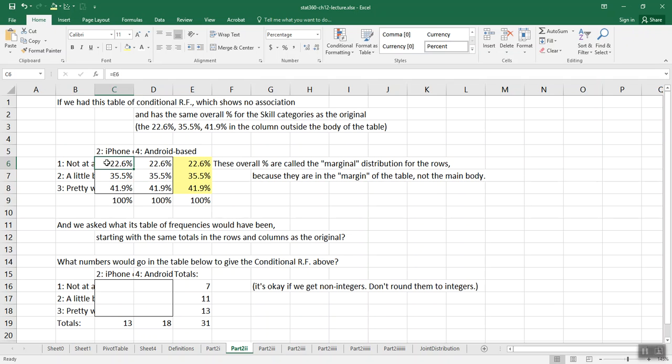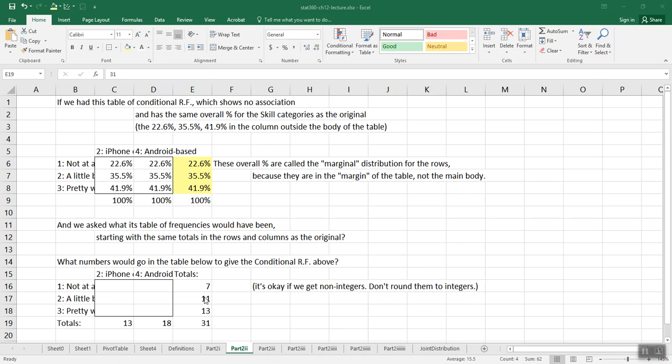So now that we know what it would look like based on the conditional and marginal relative frequencies, let's ask, what would the table of actual integers have been, starting with the same totals in the rows and columns, to show no association? So take a sec to think about, how could I compute this number, for example, to get a 22.6% there, and then similarly for the rest, but still have these same column and row totals. So think about that. 3, 2, 1, pause.